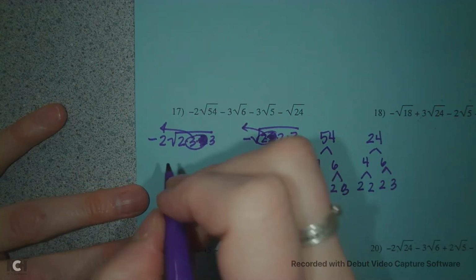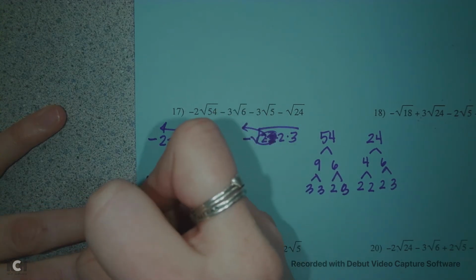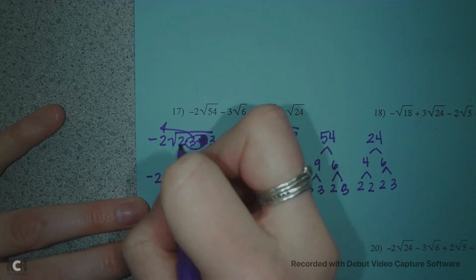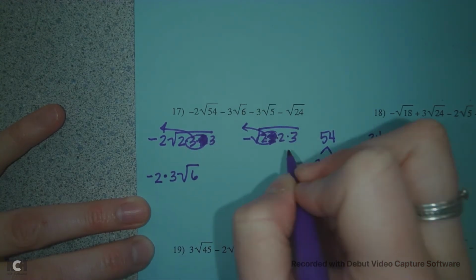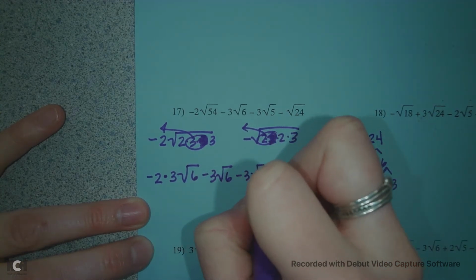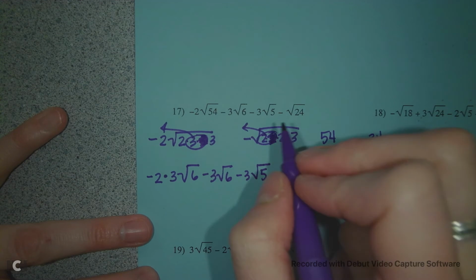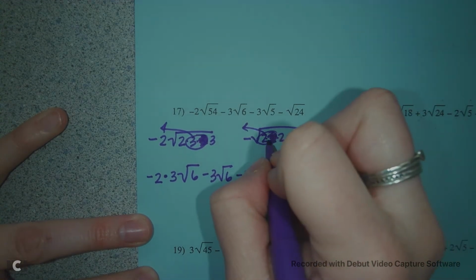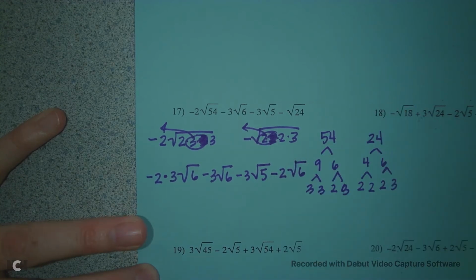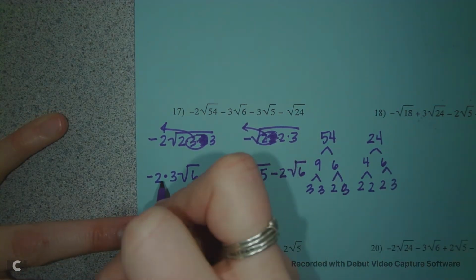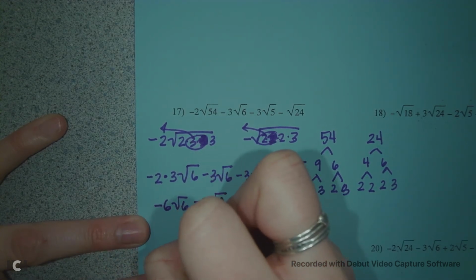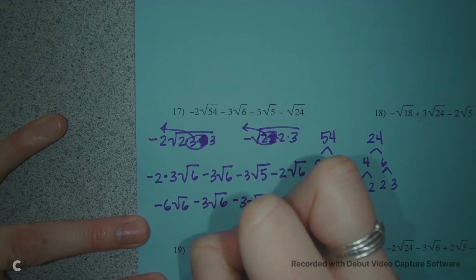So now what we have is this negative 2, and then we're going to multiply it with the 3 that we took out. Underneath we have 2 times 3, which is 6. Then we're going to subtract our 3 root 6, and we're going to subtract our 3 root 5 because those guys are left. And then here we have a negative. We're taking out a 2, and then we have 2 times 3 left, which is 6.